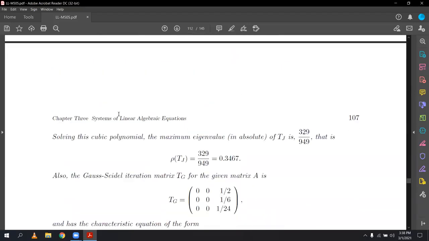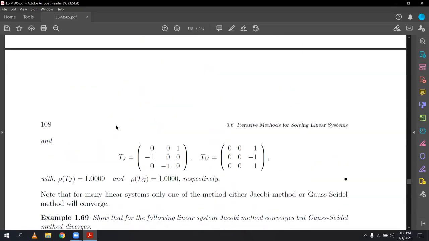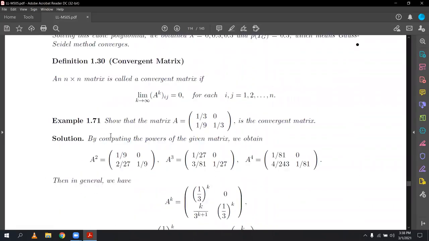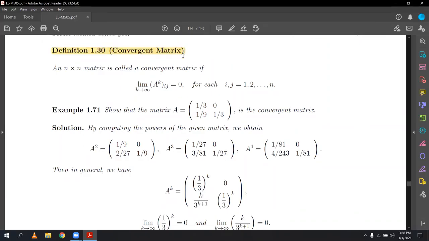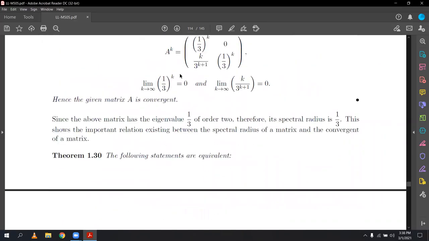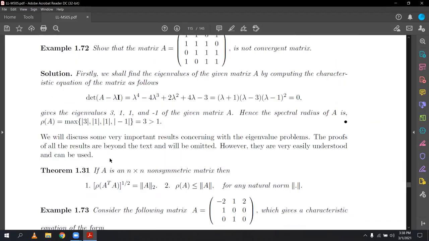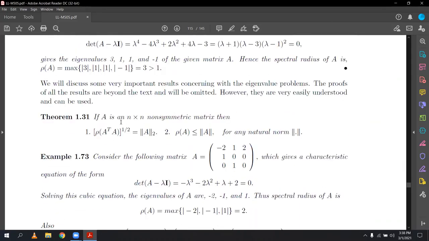Then we discussed this condition here. You remember the last things we finished, I discussed also the convergent matrix. If the spectral radius of a matrix is less than 1, then we say the matrix is convergent. Otherwise, we say divergent matrix, for which I gave the example last time, this one here. And this is the last thing we finished here.